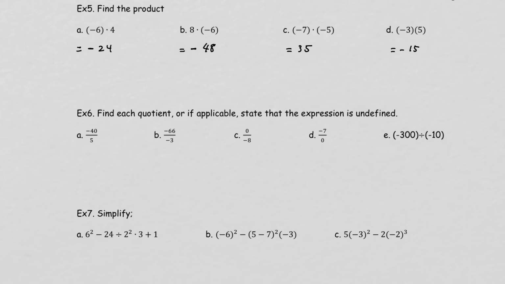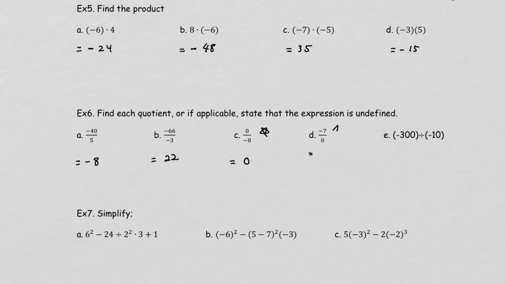Division will be the same thing. So I will decide the sign. 1 negative, my solution will be negative. 40 divided by 5 will be 8. 2 negatives, so my solution will be positive. 66 divided by 3 is 22. When you have a fraction and the numerator is 0, no matter what number you have in the denominator, your solution will be 0. Right? That's very important.